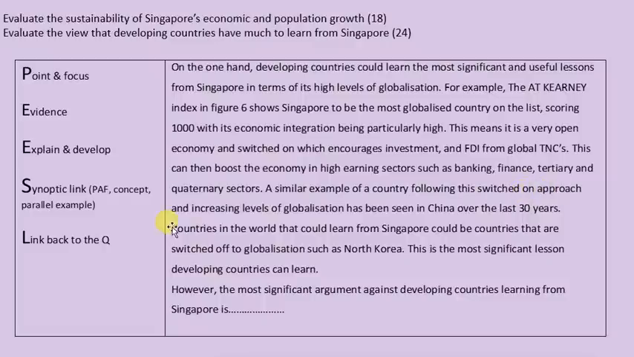The switched on approach and increasing levels of globalisation has been seen in China over the last 30 years. I'm going to link back now, read the question again. Well, which countries might learn? Countries in the world that could learn from Singapore could be countries that are switched off to globalisation, such as North Korea. That's if they wanted to learn. Maybe they don't. This is the most significant lesson developing countries can learn. Again, I put a judgment in just to tie it back. And then I'm going to do exactly the same for the counter argument.